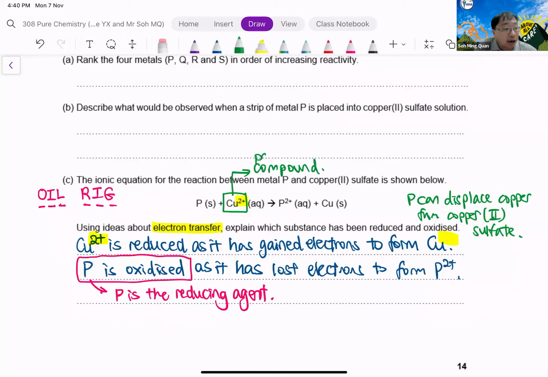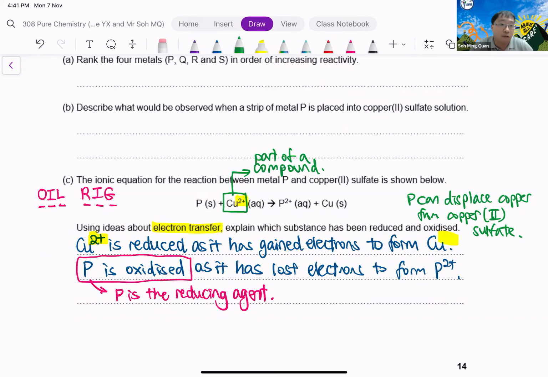Because it must be part of a compound. You cannot have Cu2 plus on its own, right? The 2 plus ion must be balanced out by a negative ion somewhere else. Okay? So it is important to recognize in an ionic equation which one is the compound that you're talking about. So in this case, Rishi is right.